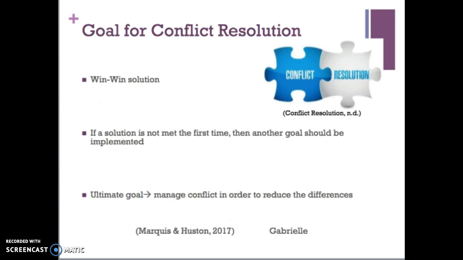Conflict resolution strategies are implemented with the main goal to create a win-win solution for those involved, and if this is not possible, then the next goal should be to simply manage the conflict to reduce the differences.